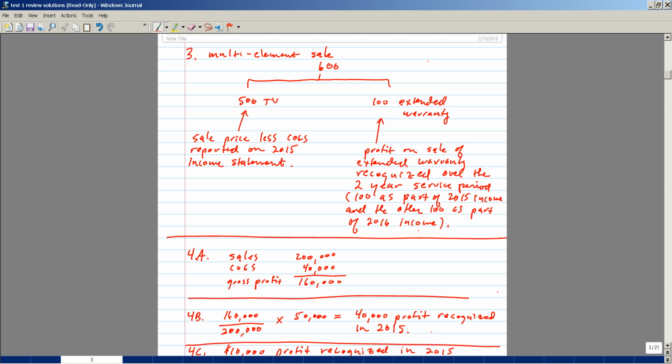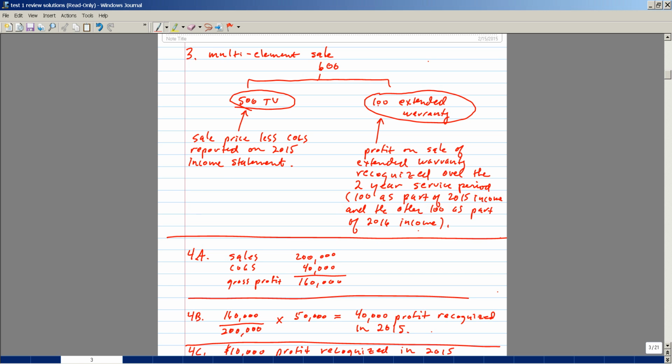So based upon the facts, we can conclude that the customer paid $500 for the TV and $100 for the extended warranty. So applying the revenue recognition to the sale of a TV for $500, well, if you sold a TV for $500 that cost you $300, you're going to recognize $500 sales revenue, $300 cost of goods sold. So you're going to report $200 of gross profit on your 2015 income statement from that part of the transaction.